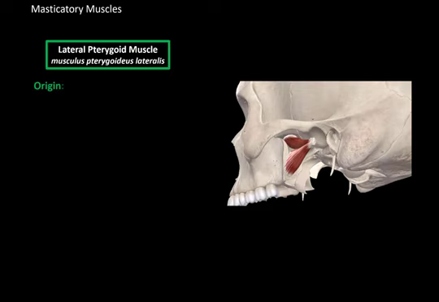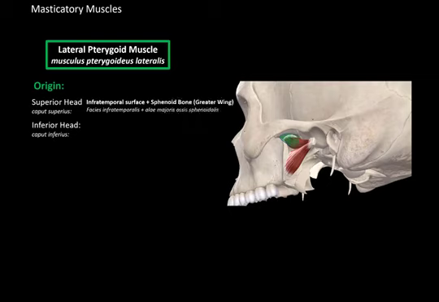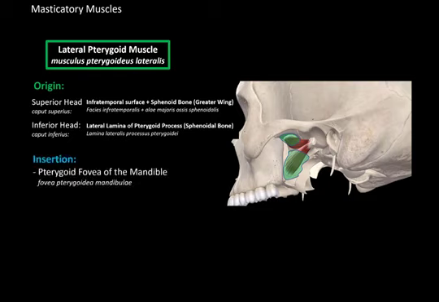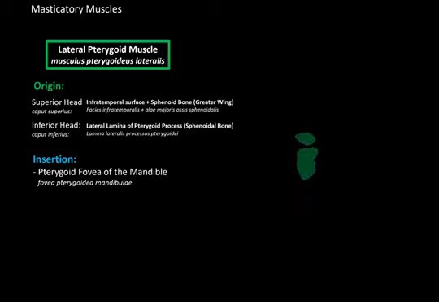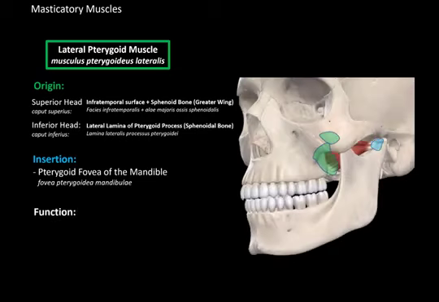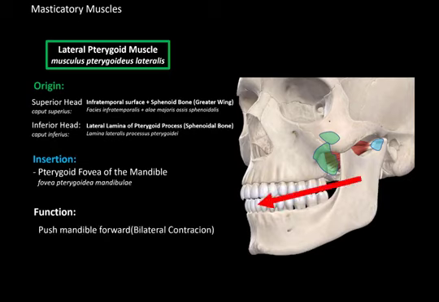This muscle is also divided into two parts. It's divided into the superior head, which originates from the infratemporal surface, as well as the sphenoid bone, and an inferior head, which originates from the lateral lamina of the pterygoid process. These two heads join together to insert into a common area at the pterygoid fovea of the mandible, which is right here. The function of this muscle is to move the mandible forward if both the right and the left side contract together, or produce a frictional masticatory movement if only one side contracts.